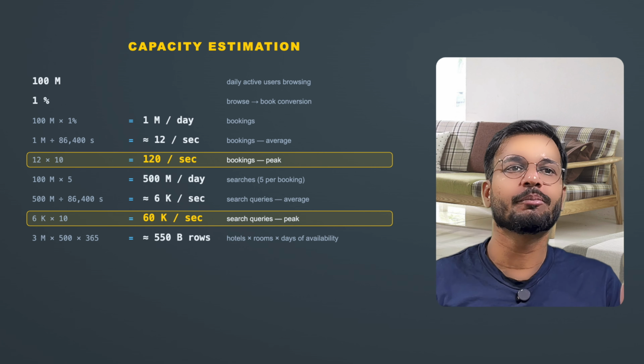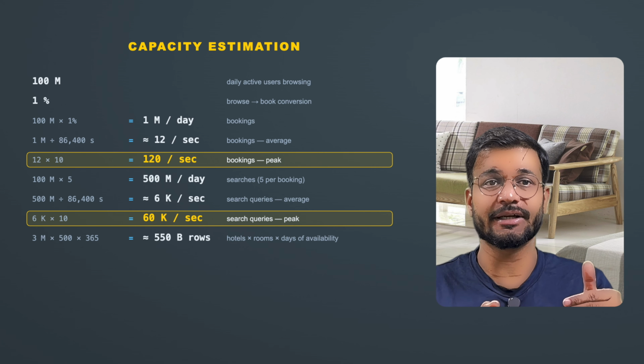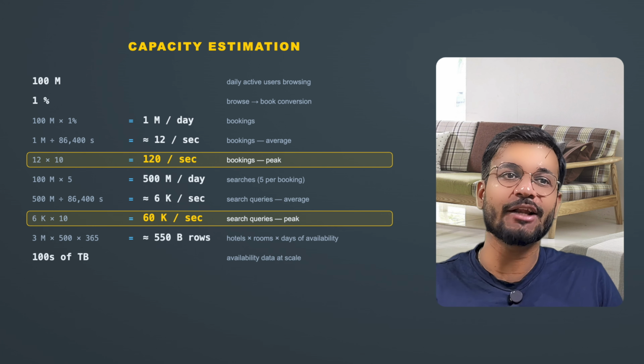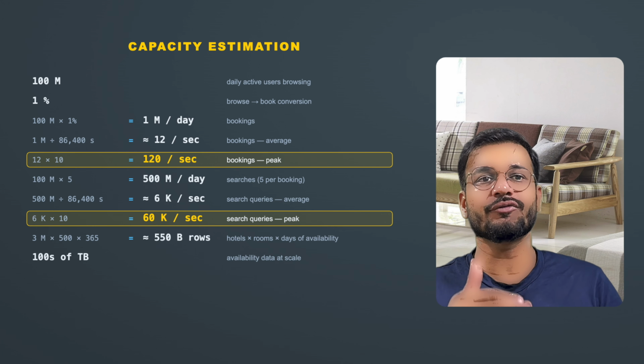So let's simplify. Per hotel, we have a room availability table indexed by room type and date. Now that's manageable per hotel. But at scale, we are talking about hundreds of terabytes of availability data.